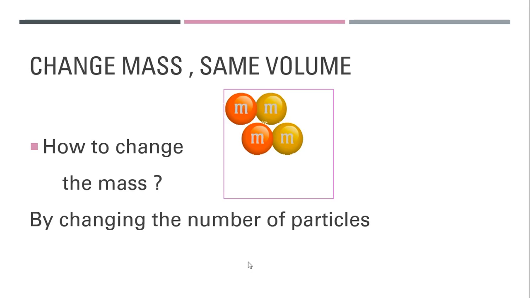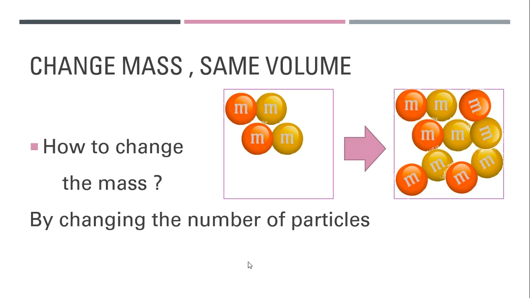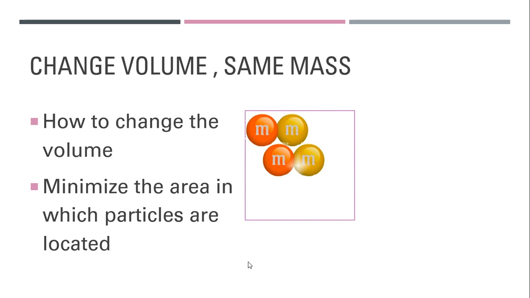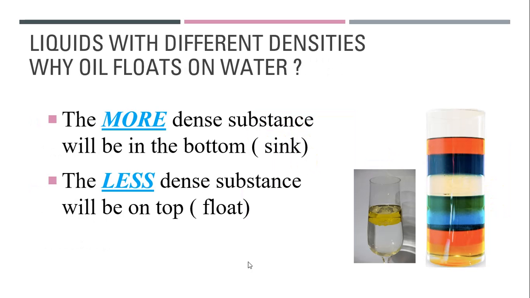So it could be less or more. Both are correct, okay? In this case we have chosen to add more M&Ms. Now, changing the volume and keeping the same mass. If you have this square, again, the square is the volume and the M&Ms are the masses. So if you need to change the volume, we need to have a different size of the square, maybe smaller or maybe bigger. Both are correct, right?